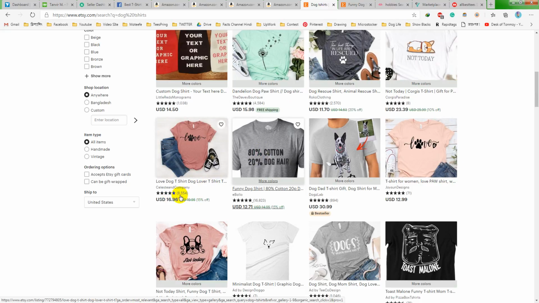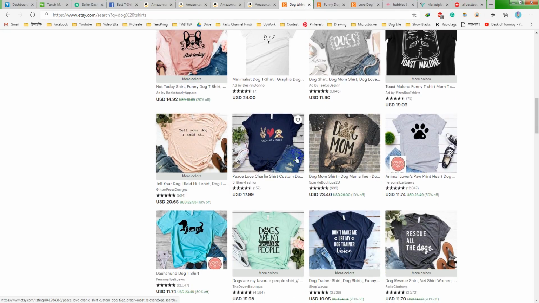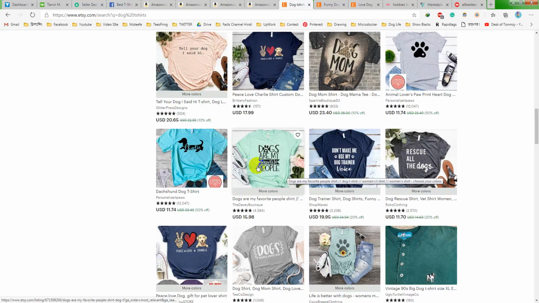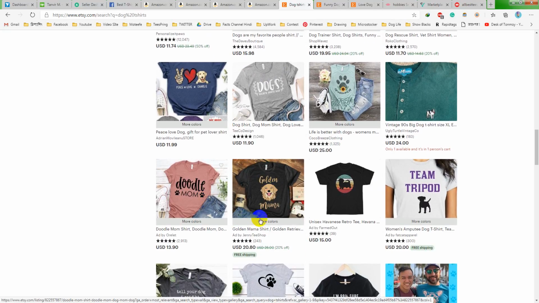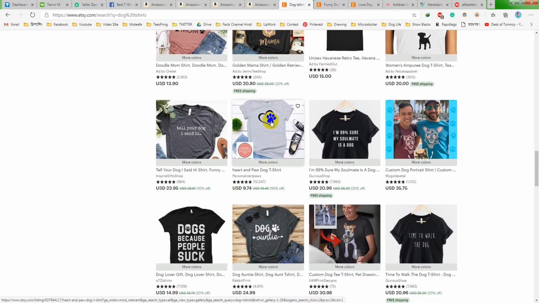You can see this one here, 8,000 reviews. And what is the design? Just a simple text, love, and they represent the O with a dog paw. So this is what I was trying to tell you: you don't need to use any kind of vectors or very elemental designs. Just pick the right message, target the right people, and you will get a lot of sales. These are all really simple designs that anyone can make, but these are the best designs that are selling well, and people really buy this kind of design. People like to wear this kind of simplistic design.